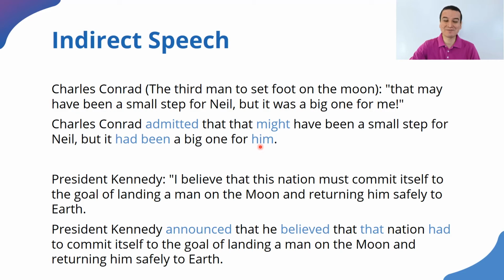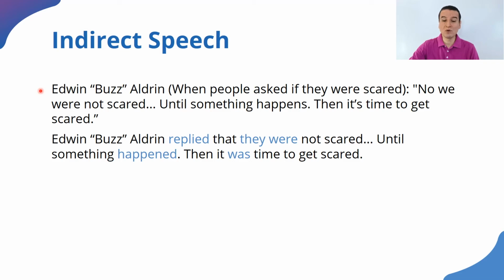That's nice. Now, to report about what President Kennedy said, I believe that this nation, so we are going to transform that. President Kennedy announced that he believed that nation, not this nation, because we're talking about something in the past, so that nation had to commit itself to the goal of landing a man on the moon and returning him safely. All right? Now, the last one, Edwin Buzz Aldrin said, no, we were not scared.